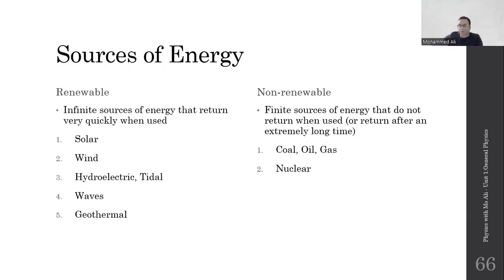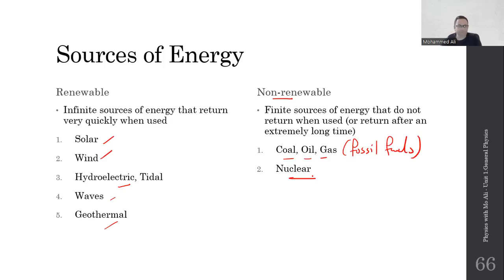Power stations are large facilities that we use to generate electrical energy because we live off of electricity. Like everything in our lives depends on electricity. So we need different methods of generating electricity. Different sources. There are renewable sources. They are sources that return when they're used up, like solar and wind and hydroelectric and waves and geothermal. All of these are renewable sources of energy. And non-renewable sources of energy, like coal, oil, and gas, these are fossil fuels.